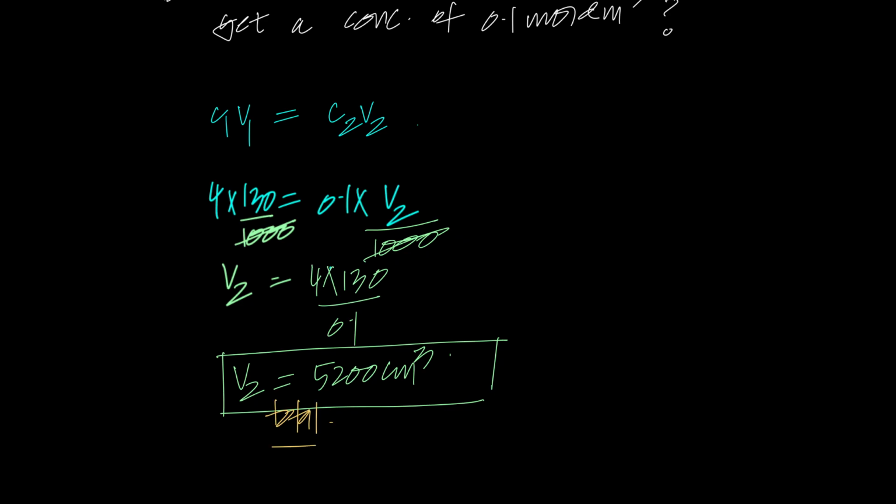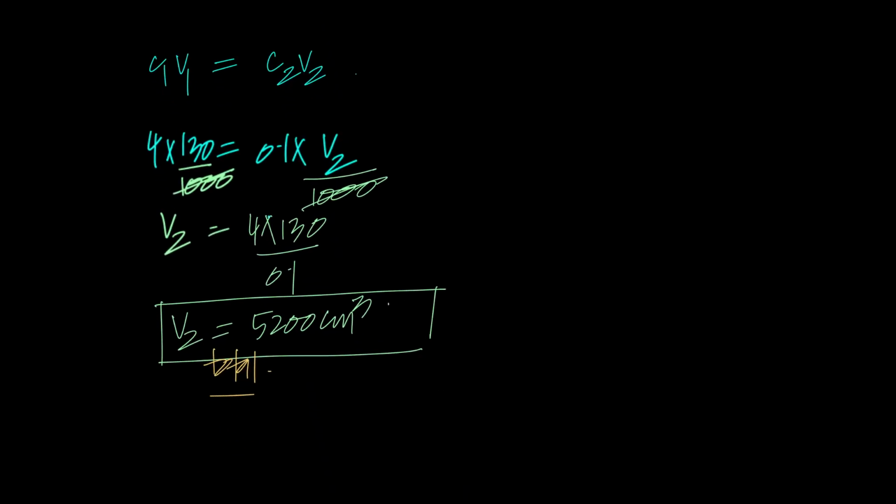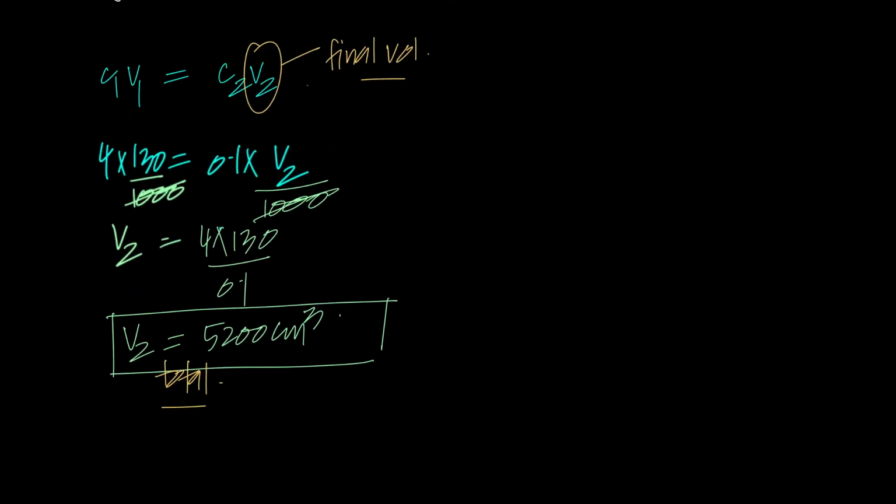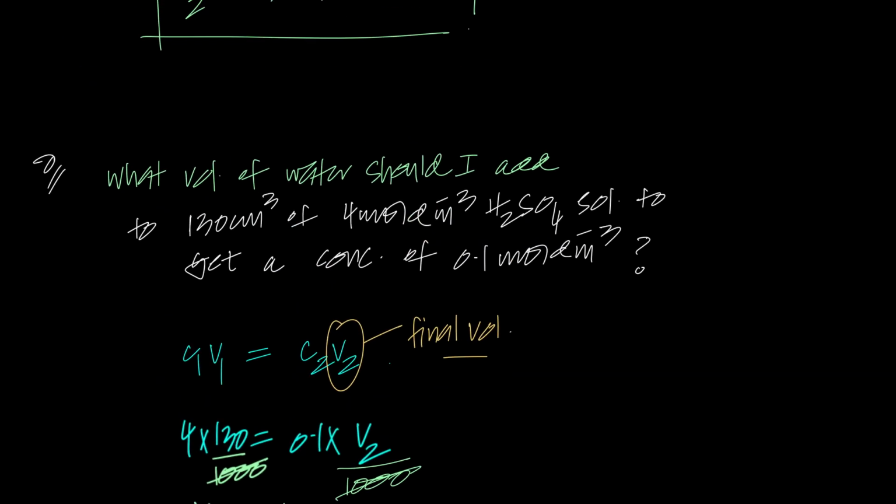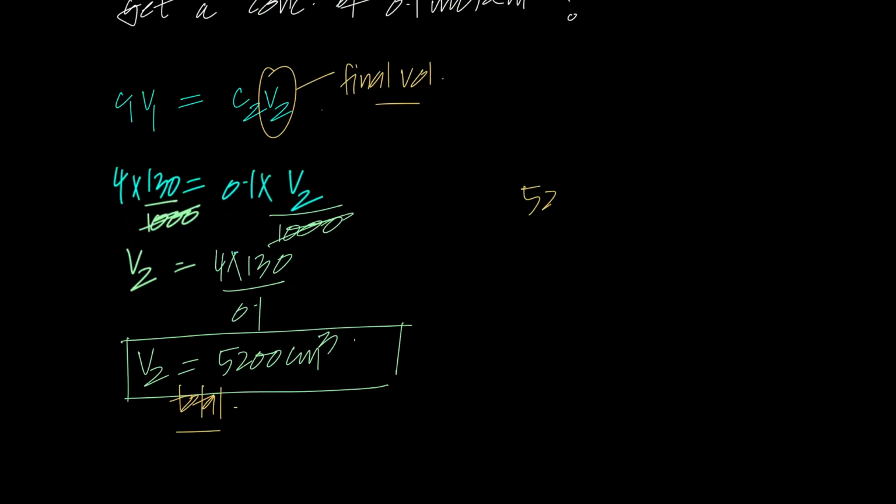Raima is absolutely right. Everybody's right. This is the final volume of the solution. V2 is the final volume of the solution. I want to figure out how much water I actually added. How much water should I add? Before it was 130. The final is 5200. So 5200 minus 130 is 5070. Raima is right, everybody's right.